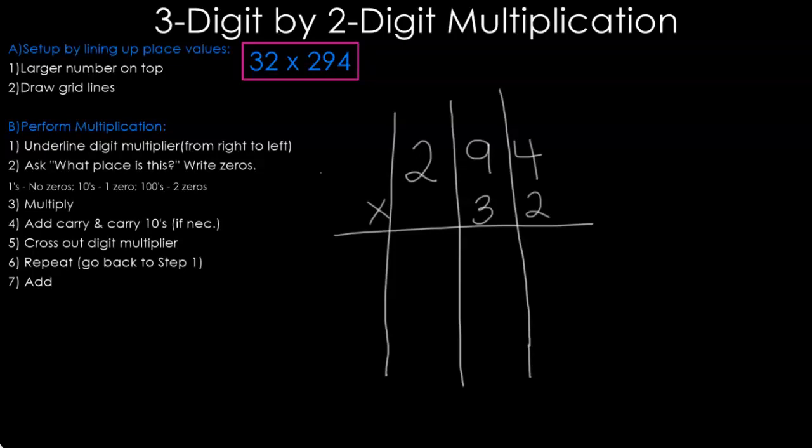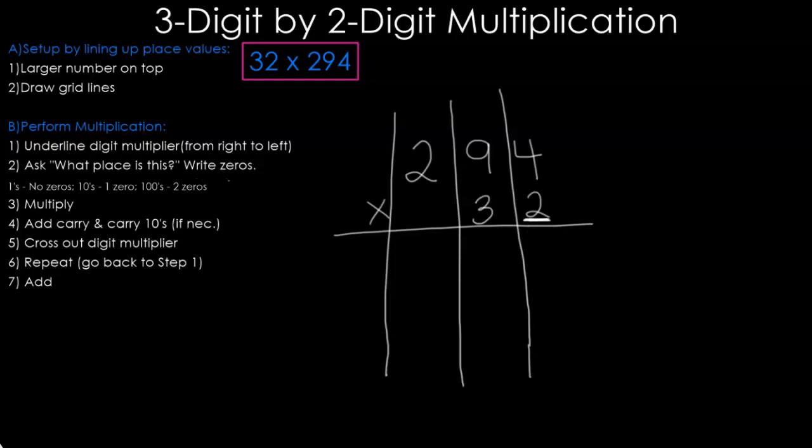Now that we finished our setup, the larger number's on top, the place values are lined up, and we've drawn our grid lines, let's start performing our multiplication. First step, underline the digit multiplier from right to left. Here is what we're multiplying: 32 is going to be multiplied by 294. We're starting from right to left, so let's start with the 2.